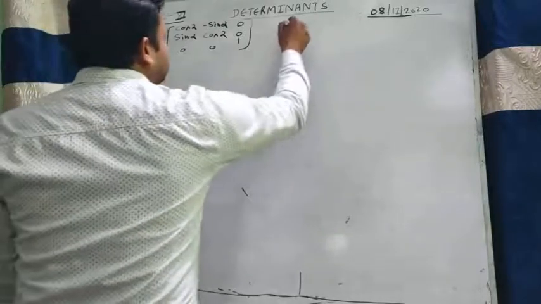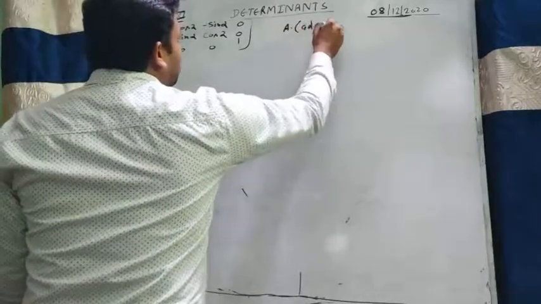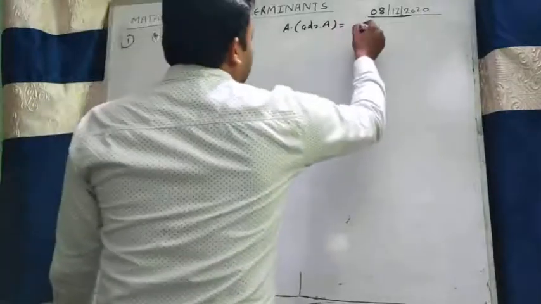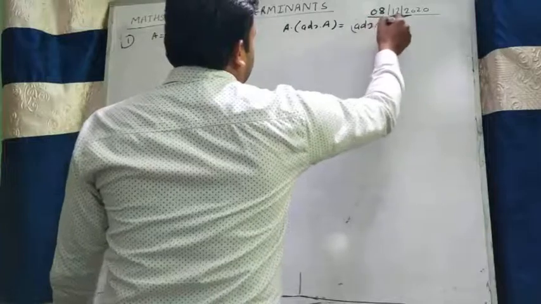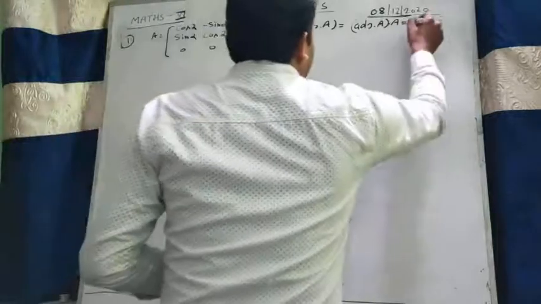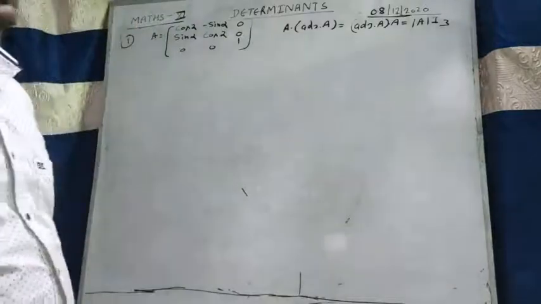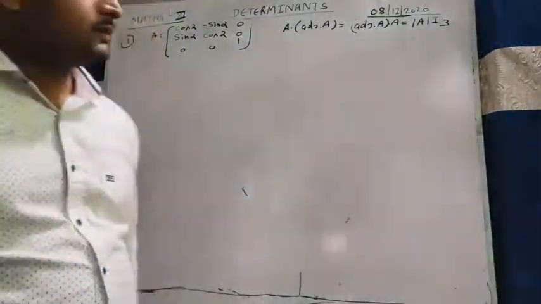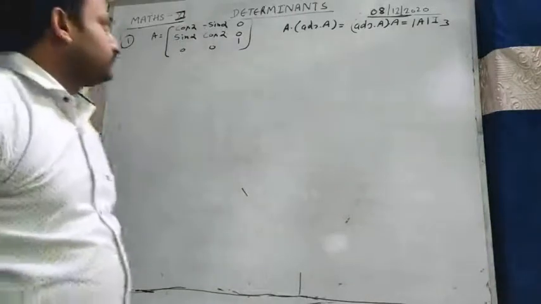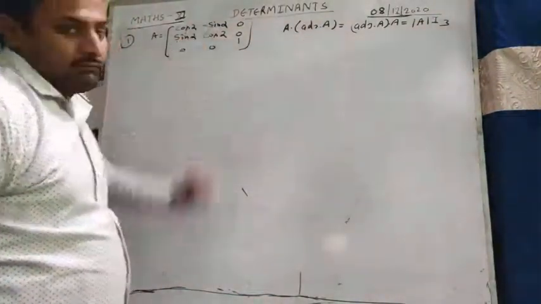Verify that A into adjoint of A is equal to adjoint of A into A, which is equal to determinant of A times I3, where I3 is the identity matrix of order 3 cross 3. Okay, so student, we have to find out the adjoint of A from the given matrix.